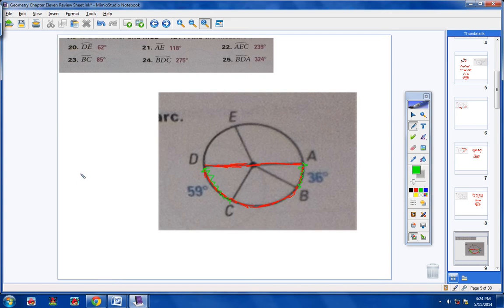Well, I then take 180, and by the way, why is arc DA 180? Because it's half of a circle. A diameter always cuts a circle in half. So if I take 180 and subtract 95, I'm going to get 85 degrees. Okay, so now I know arc CB has to be 85 degrees. And if you want to check that, then with the calculator, take 59 plus 85 plus 36, and you will get 180.